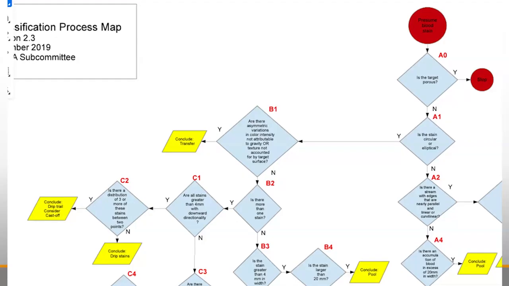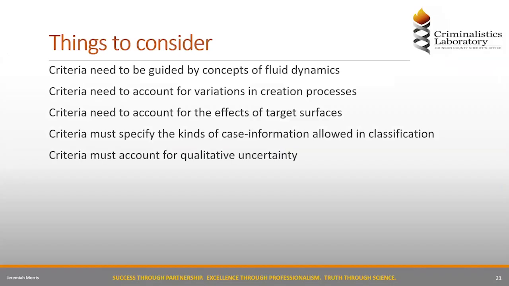Now you can see here when it talks about the absorbent target surface, that shows that this process map is not suitable for absorbent surfaces. And we're going to talk about that later on when we deal with how to develop these objective criteria. But this here is an example of what this can look like for using objective features to drive your classification.